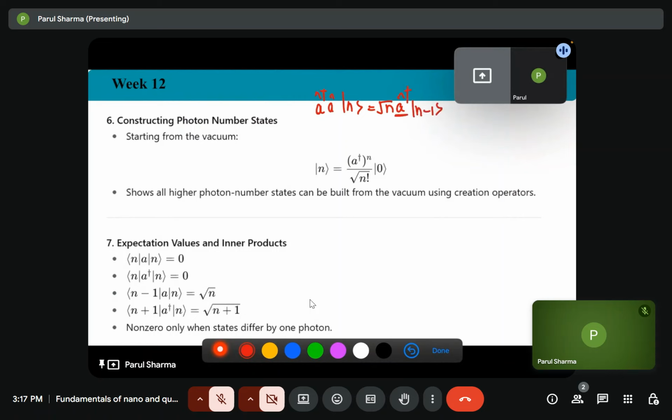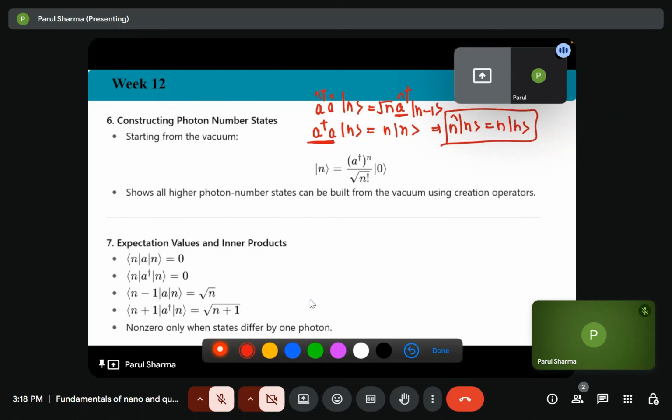When A dagger will apply on this, it will give you root of n. So A dagger A will be n. So the N operator will act on number state. It will give us n.